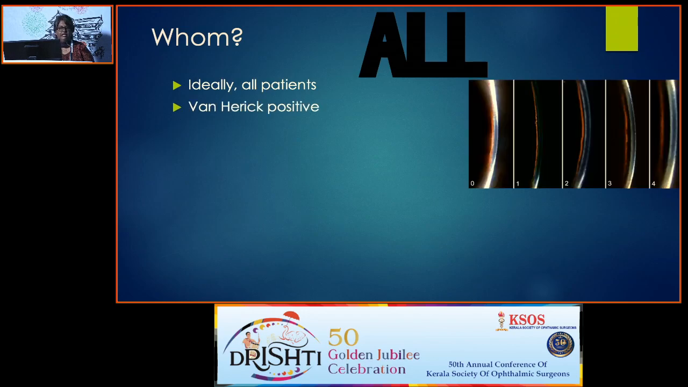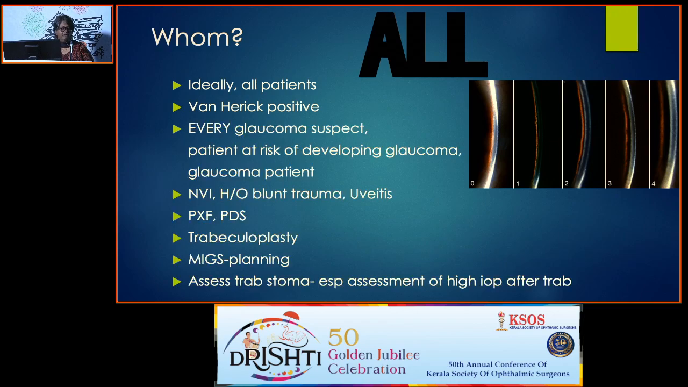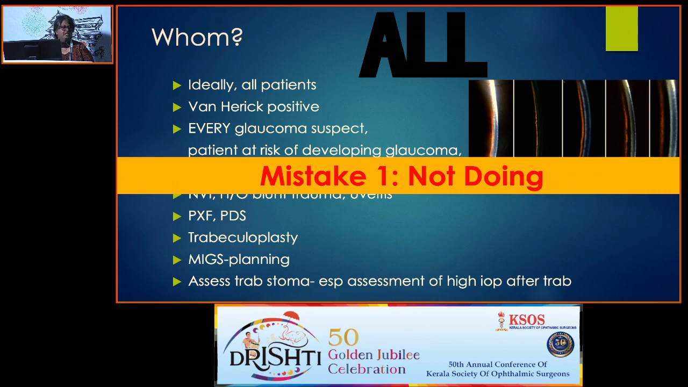It's like one's positive patients. In all the patients whom we suspect glaucoma, who are already glaucoma patients, who are under risk for secondary glaucoma, those in whom we are planning angle procedures, or those who underwent glaucoma procedures, those patients need gonioscopic examination. So mistake number 1 would be not doing gonioscopy.